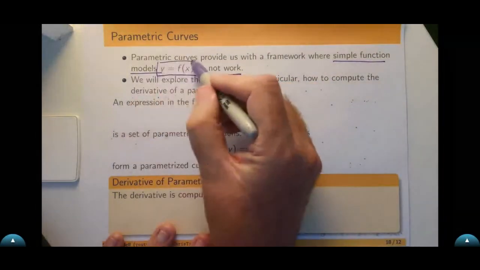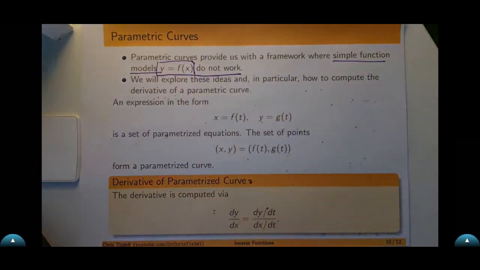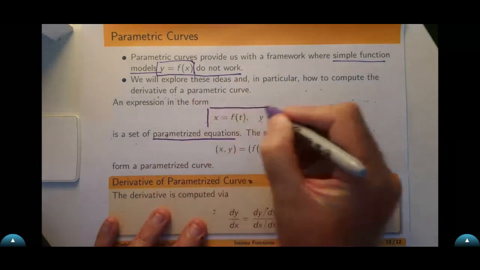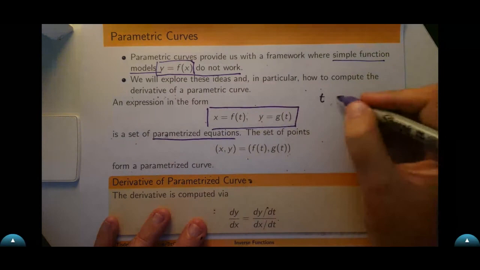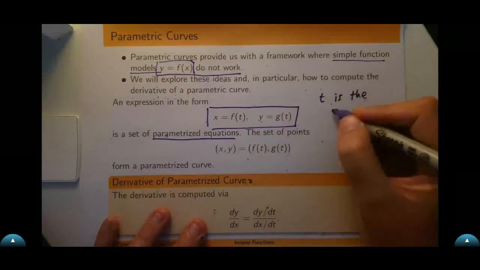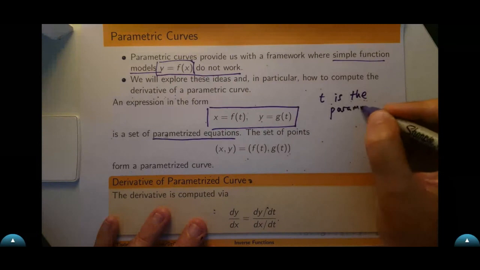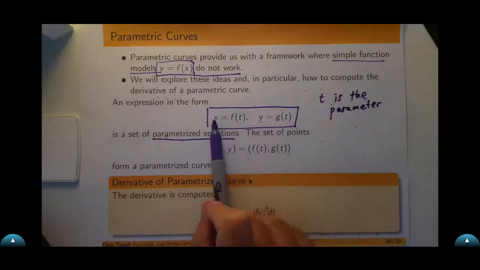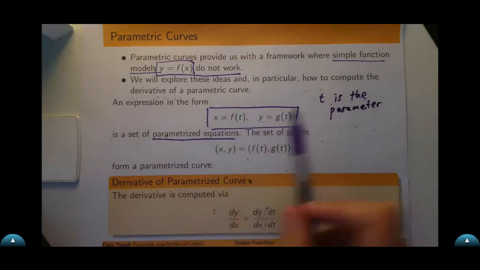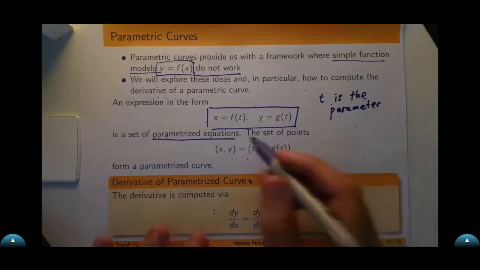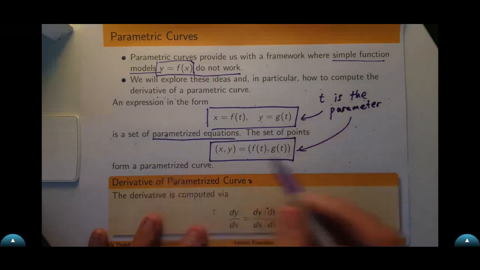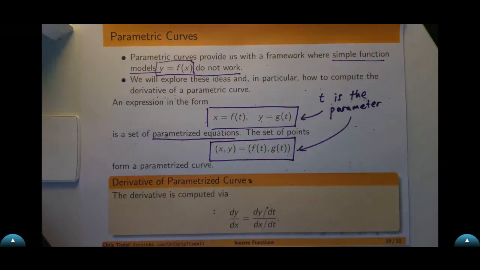they can do more than this basic y equals f of x type model, okay? So in the parametric form, you have a parameter, in this case t is the parameter. And what happens is, as you vary this parameter, the points in the plane, or the xy plane, change. So you have a set of points that depends on this parameter t. Let me give you an example in GeoGebra what this might look like.